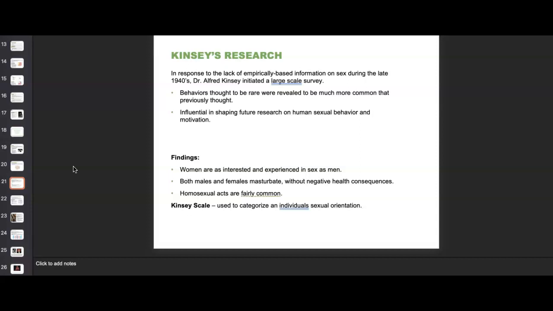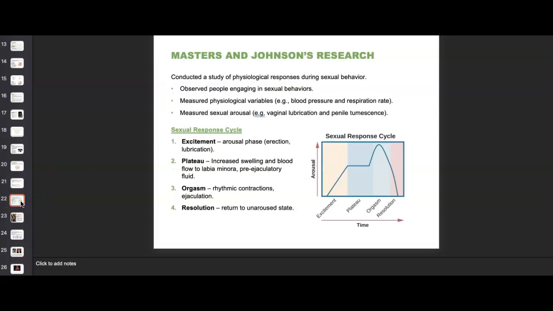Some of Kinsey's findings were that women are as interested and experienced in sex as men. Both males and females masturbate without negative health consequences, and homosexual acts are actually fairly common. Through his findings, he created the Kinsey scale. This was used to categorize an individual's sexual orientation. From there, Masters and Johnson also conducted a study of physiological responses during sexual behavior.